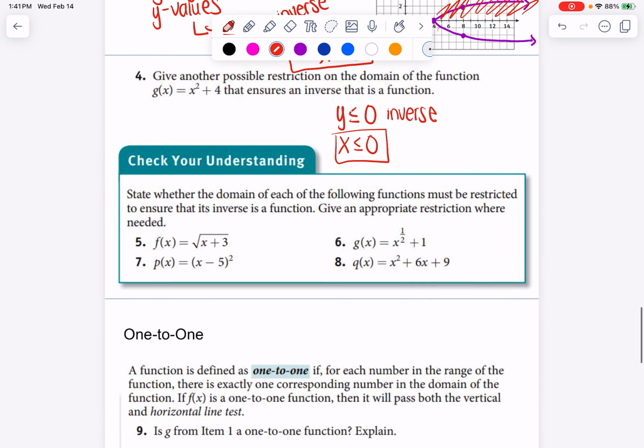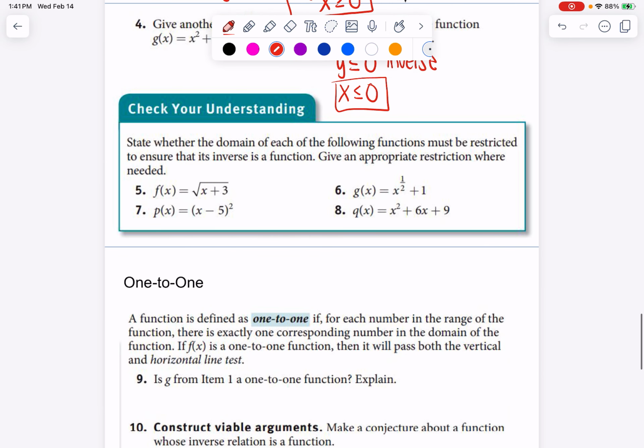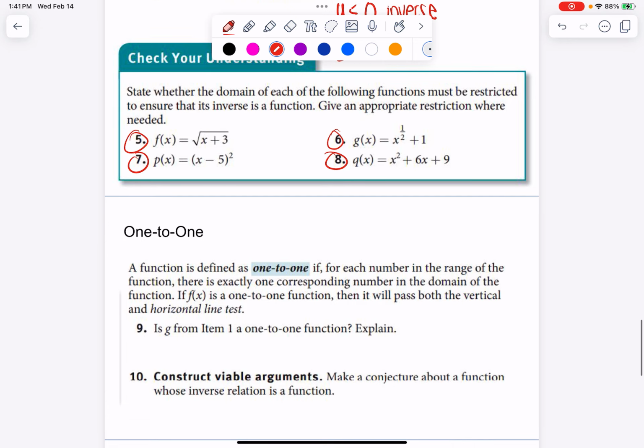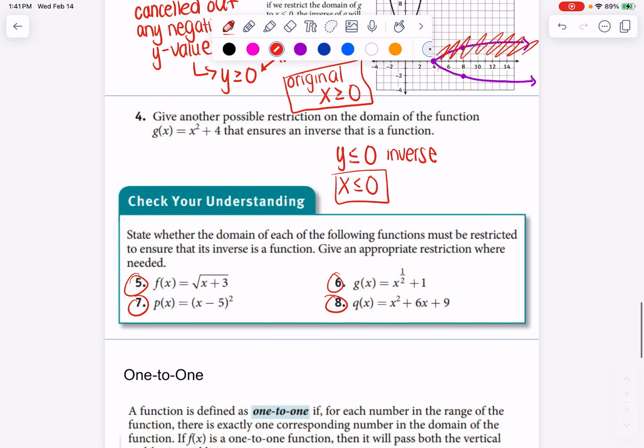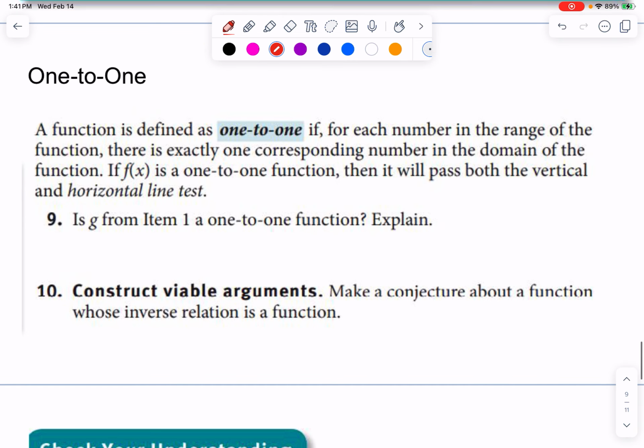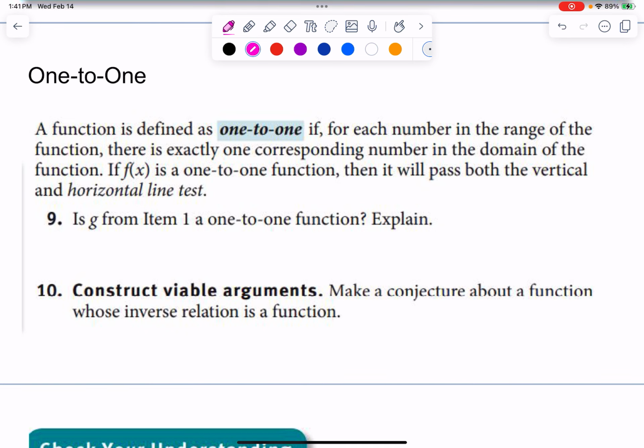Okay, so here's what we're going to talk about. You can try out these problems. I'm going to go through these problems probably on Tuesday, so we'll just bookmark those for now. But what we were trying to figure out is a restriction to put so that the inverse would be a relation. In my opinion, that's a little harder. So we're going to talk about one-to-one. This is what makes it easier so you don't have to assume there's a restriction.